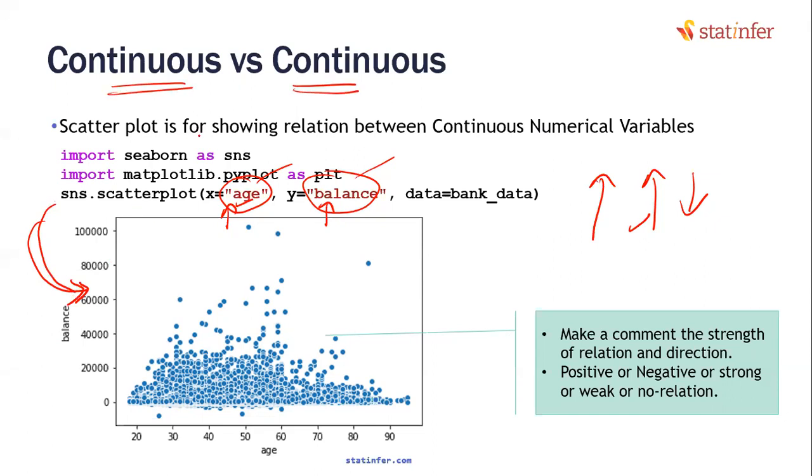Again, there are different methods. Continuous versus categorical is a different way of representation. Continuous versus continuous is different. Categorical versus categorical is a different graph. We have to draw relevant graphs here. If it is continuous variable versus continuous variable, then draw a scatter plot. Age is a continuous variable, balance is a continuous variable, then draw the scatter plot.